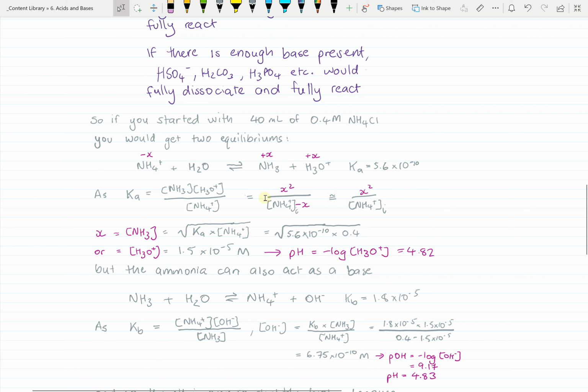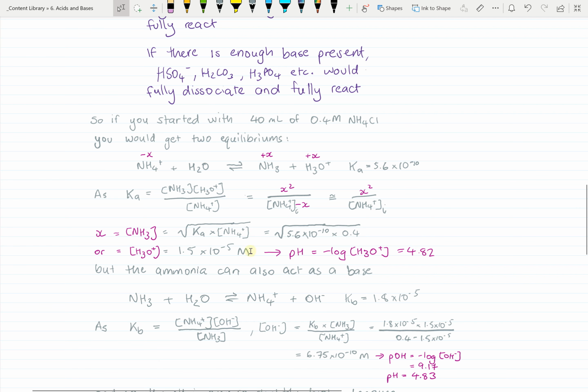And so if we approximate the 0.4 moles per liter minus x to be 0.4 moles per liter, then we can figure out the concentration of x, which is both ammonia and hydronium. And you chuck that in, which is a rearrangement of all this. You get the Ka times the equilibrium concentration, which we've approximated to be the starting concentration, the initial concentration. And you get 1.5 times 10 to the negative 5 moles per liter. And you put that into pH, and that tells you it's a pH of 4.82.